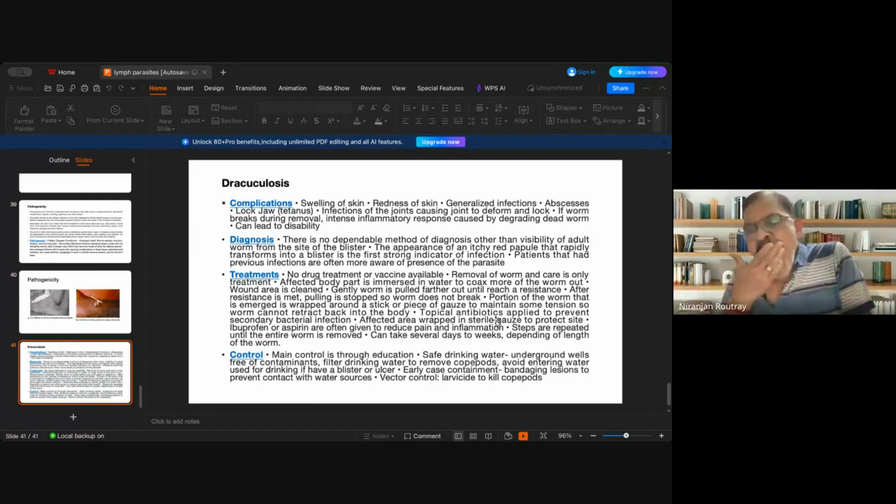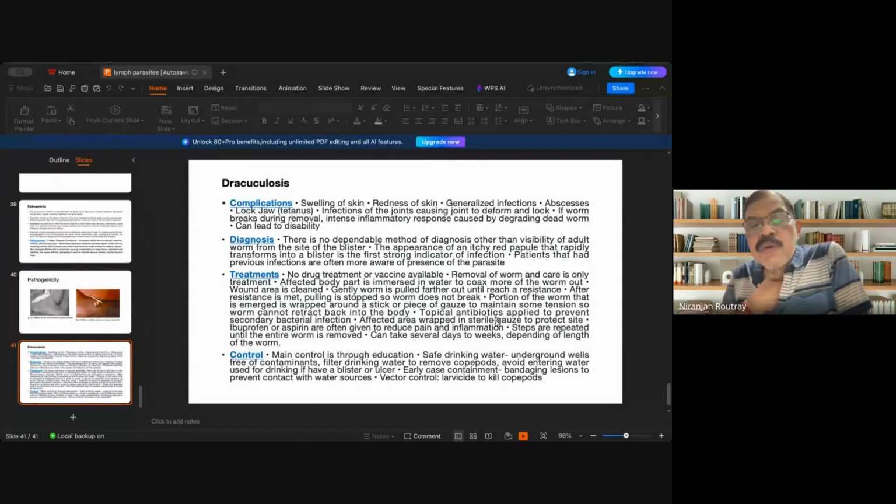Main control is through education. Safe drinking water, underground wells free of contaminants. That means the tube well water is free of contamination, but in an open well there is a chance of contamination.